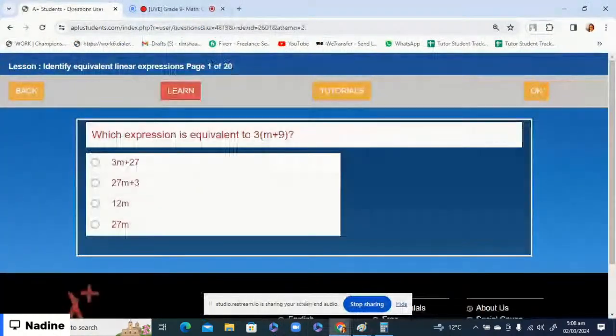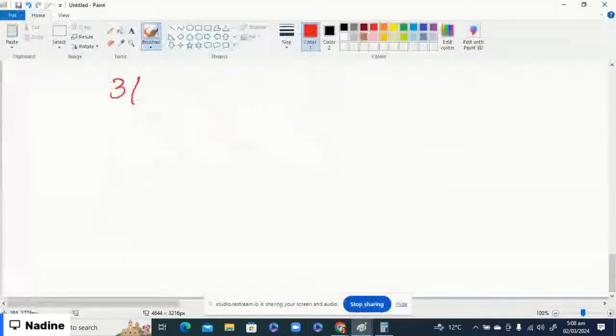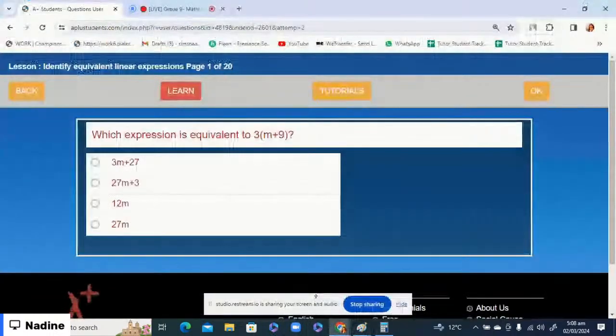Now let's do the test questions. So, which expression is equivalent to 3 into m plus 9? Let's solve it first. 3 into m plus 9. What's the answer? This becomes 3m plus 3 into 9 is 27. Let's check, is there any answer? 3m plus 27. Look at the first one: 3 with m and then it's 27.